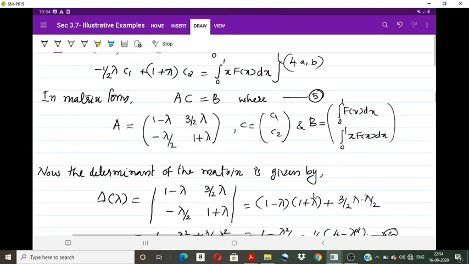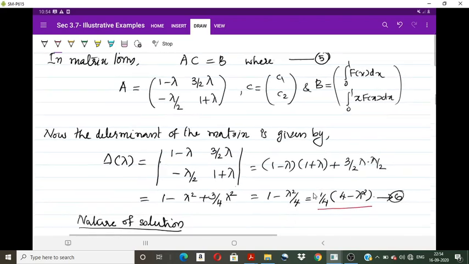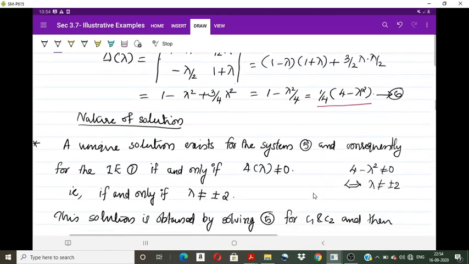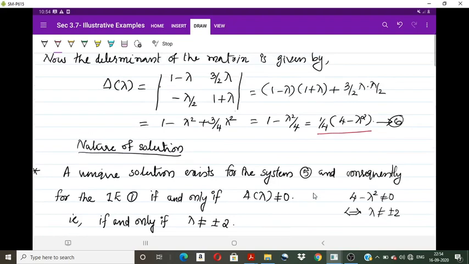We know that a system of equations of the form Ax equal to b has a unique solution if and only if A is invertible, or determinant of A not equal to 0. A unique solution exists for the system 5, and consequently for the integral equation 1, if and only if the determinant is non-zero, that is delta of lambda not equal to 0. We know from equation number 6 that delta of lambda equals 0 if and only if 4 minus lambda square equals 0, or lambda equal to plus or minus 2.